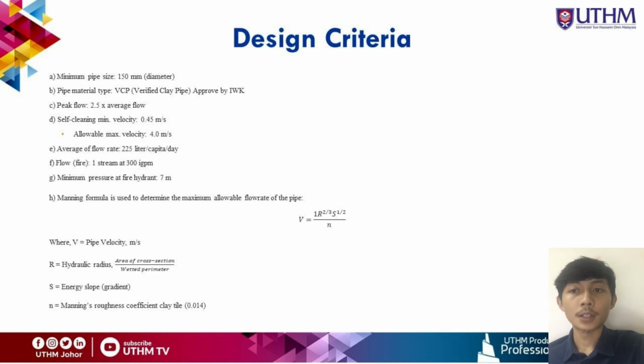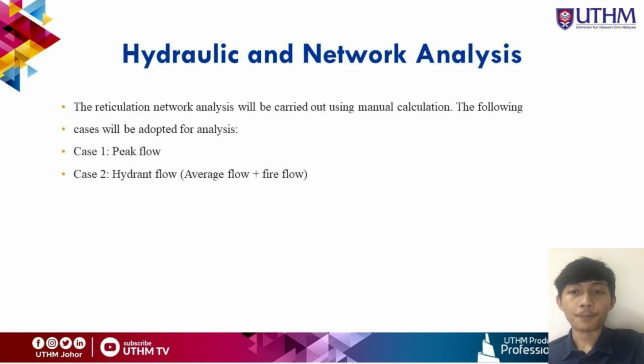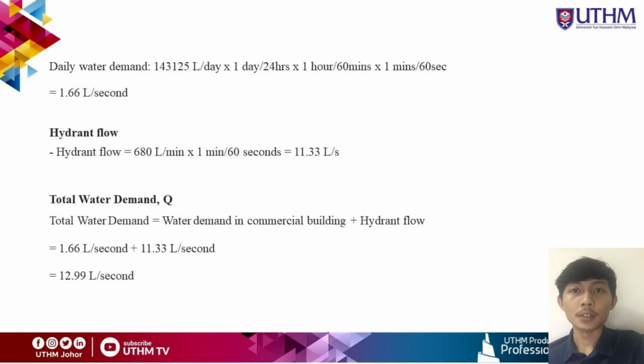Average flow rate is 225 liter capita per day, and flow for fire one stream at 300 IGPM. So first we have to calculate hydraulic and network analysis. Case 1 is peak flow, case 2 is hydrant flow. And next we have to find computation of residual head.